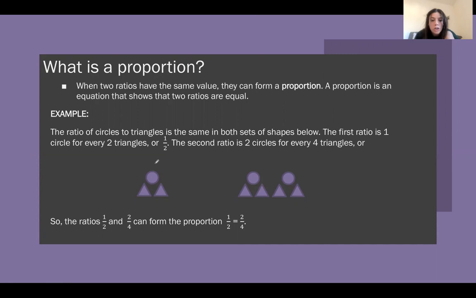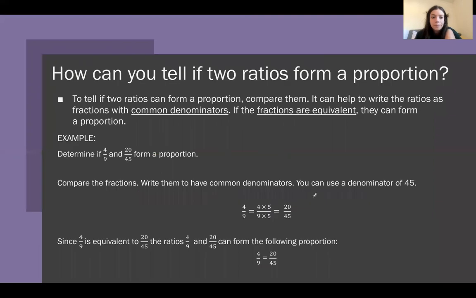The first ratio is one circle for every two triangles, or 1/2. And the second ratio is two circles for every four triangles, which is 2/4. That's not written, but 2/4. So the ratios 1/2 and 2/4 can form the proportion 1/2 equals 2/4. Also, we know that 2/4 simplified is 1/2, and 2 is half of 4. So we know that those two would be equal.